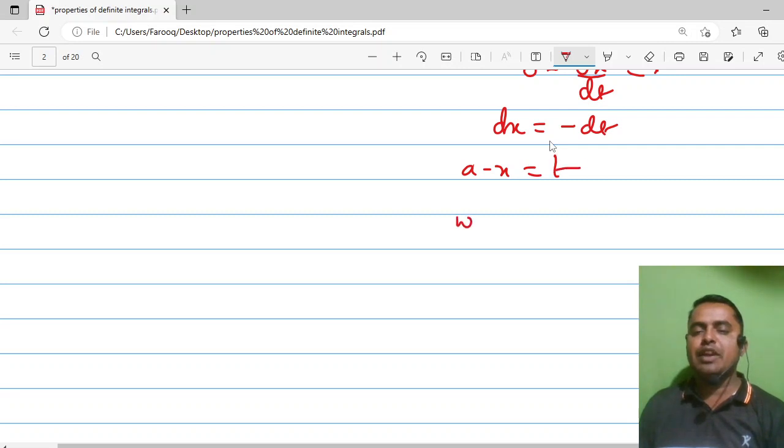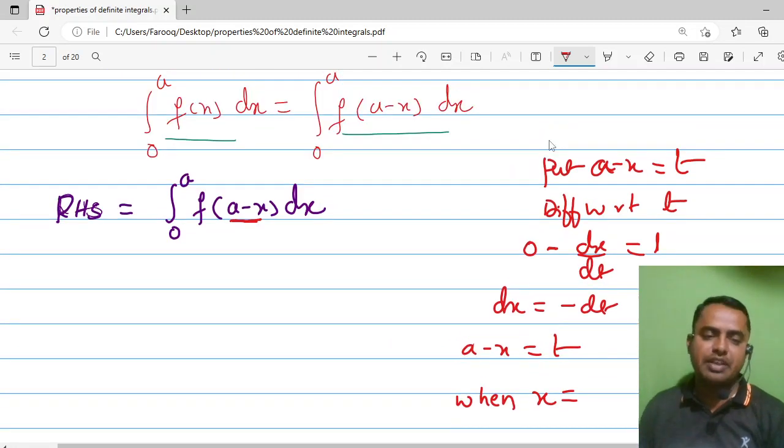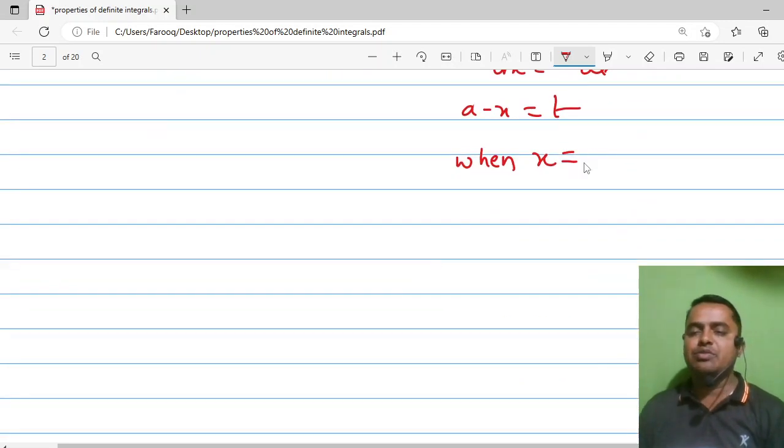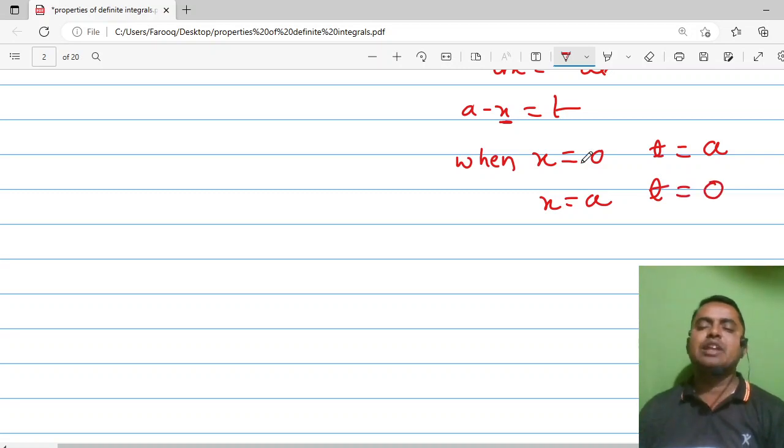When x is equal to a, sorry, first take the lower limit. When x is equal to 0, x is equal to a in this substitution. When x is equal to 0, t is equal to what? If you place 0 here, a minus 0 is a. That is, t is equal to a. When x is equal to a, t is equal to a minus a, which is 0.